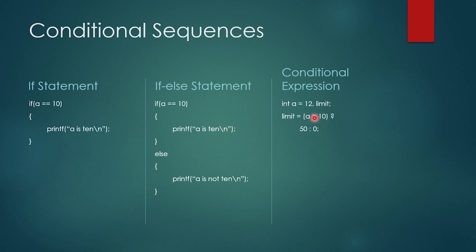So it evaluates some expression, and then based on whether it's true or false, it returns either 50 or 0, and those 50 or 0 could be entire expressions which need to be evaluated themselves. It evaluates one of those and assigns the result to limit. So it's kind of like having an if right in an expression on a single line without having to write multiple lines for an if statement.